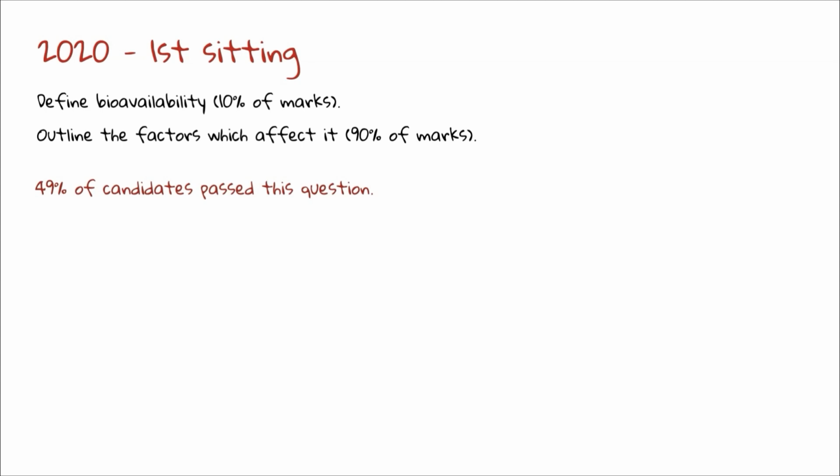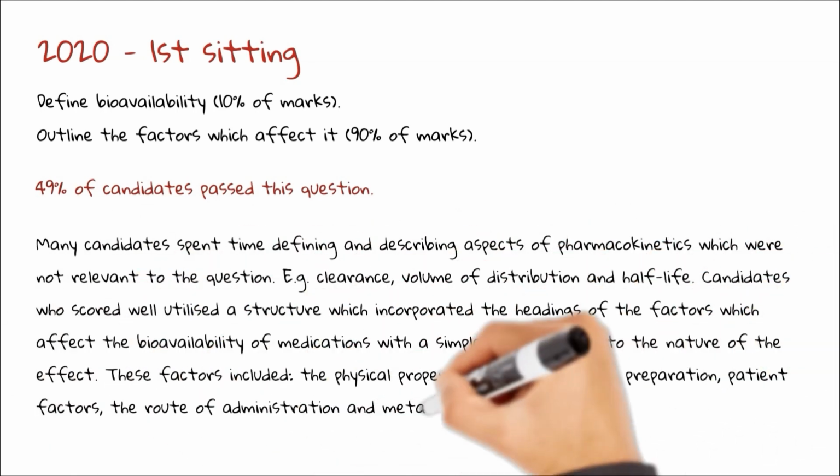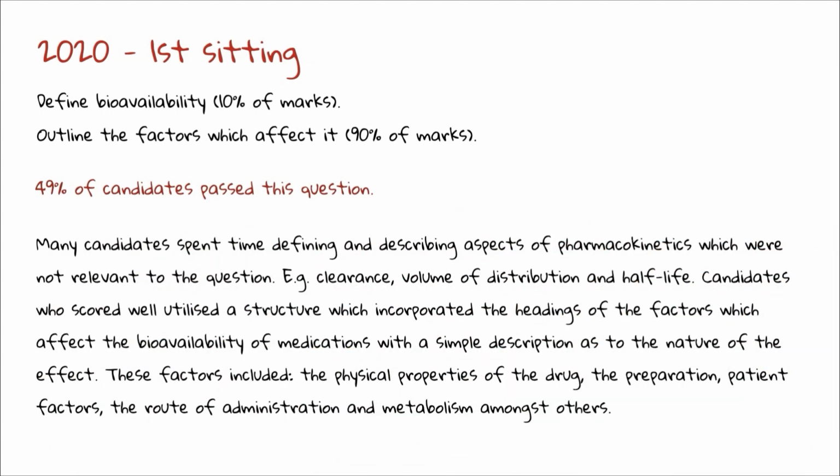The college comment: many candidates spent time defining and describing aspects of pharmacokinetics which were not relevant to the question. For example, clearance, volume of distribution, and half-life. Candidates who scored well utilized a structure which incorporated the headings of the factors which affect the bioavailability of medications with a simple description as to the nature of the effect. These factors included the physical properties of the drug, the preparation, patient factors, the route of administration, and metabolism, amongst others.